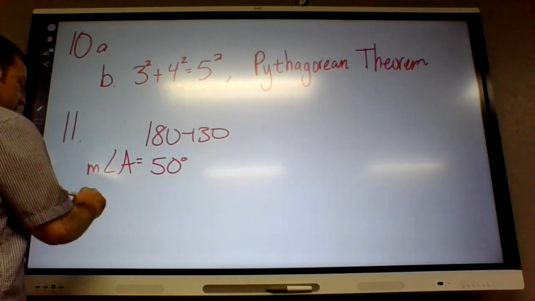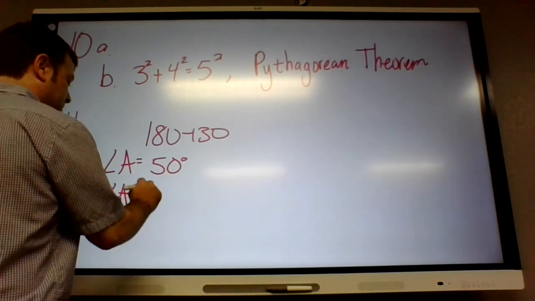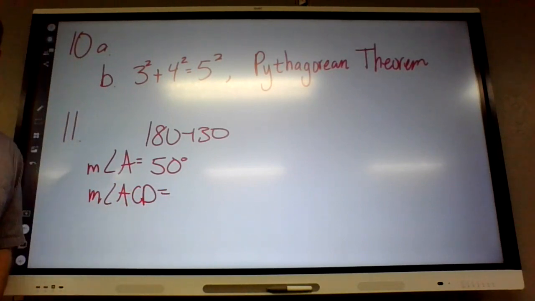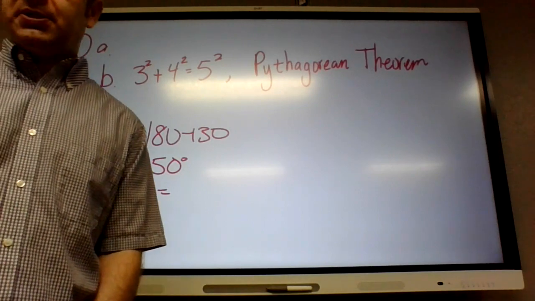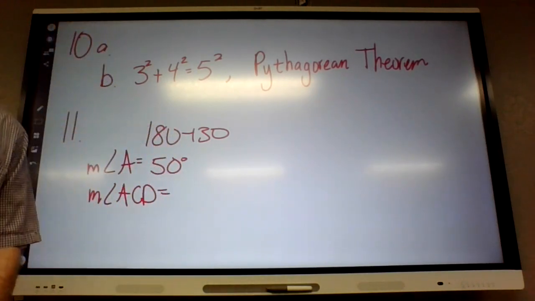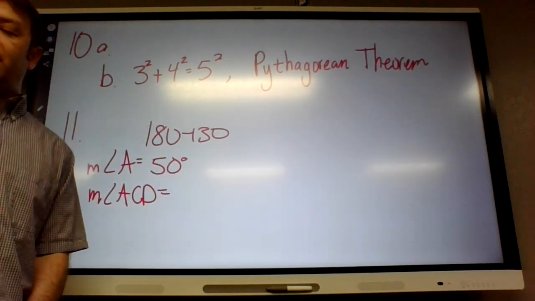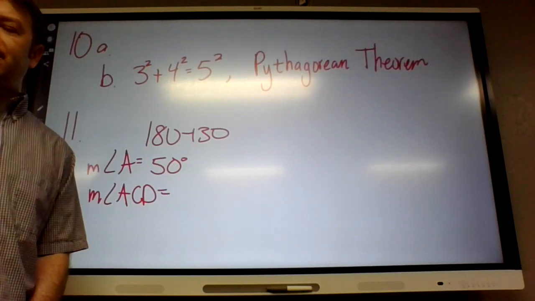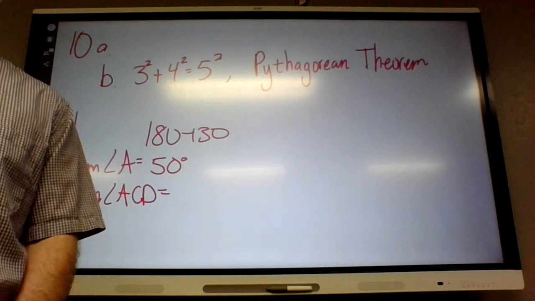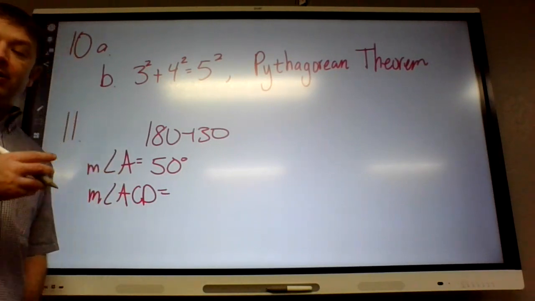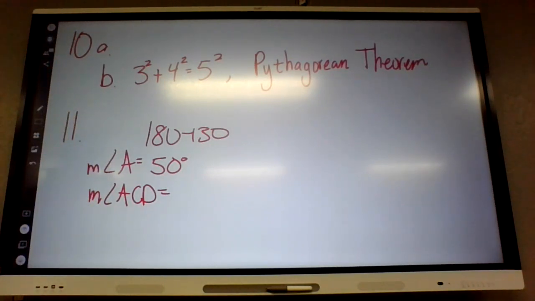Measure of angle ACD. Why are they using 3 letters on this one? Because there's multiple angles at vertex C, so you can't just say angle C. Angle ACD, what kind of angle did I call that? Exterior. It is obtuse, but it's an exterior angle to that triangle. How could I find angle ACD, Sarah?